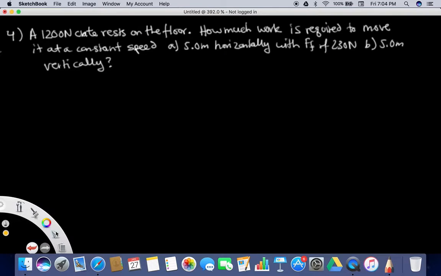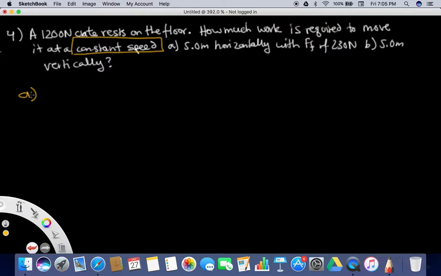This is very important when it says constant speed, because it gives us a little idea of the forces that are acting on this crate, and we know that if it's at a constant speed, all the forces acting on this crate must be at equilibrium. So they're asking us to solve for how much work is required to move the crate at a constant speed: A, if we move it 5 meters horizontally with a frictional force of 230 newtons, and B, 5 meters vertically. So, let's get started with part A.